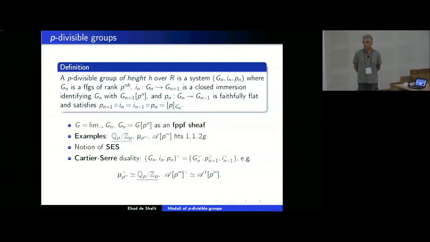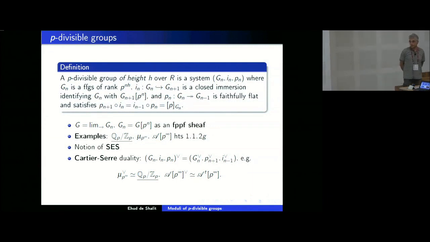Okay, so we can talk, of course, about G being the direct limit, or the union, of the G_n. That's an example of an fppf sheaf that is not representable. There's no group scheme that represents mu_(p^infinity). The most familiar examples are Q_p/Z_p, mu_(p^infinity), and the p^infinity torsion on an abelian variety. The notion of short exact sequence carries over from finite flat group schemes to p-divisible groups.